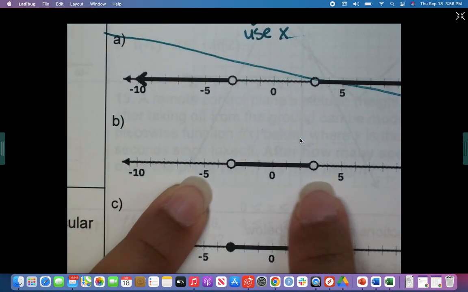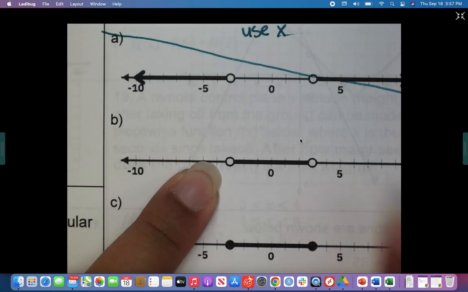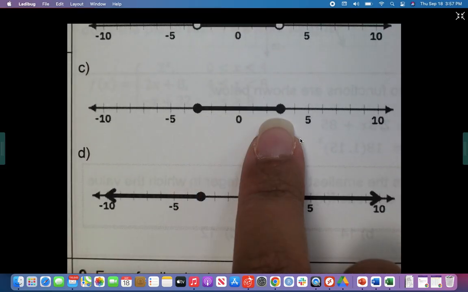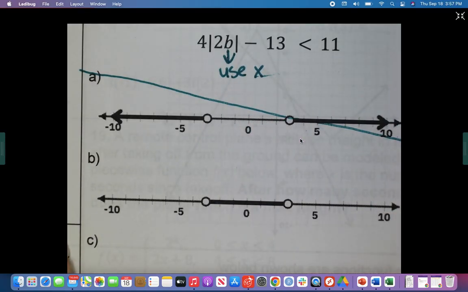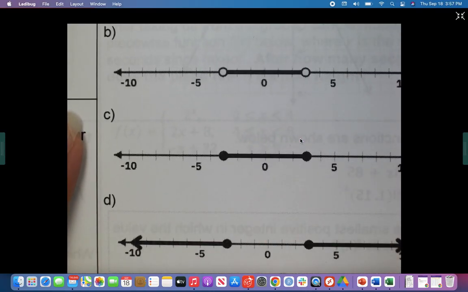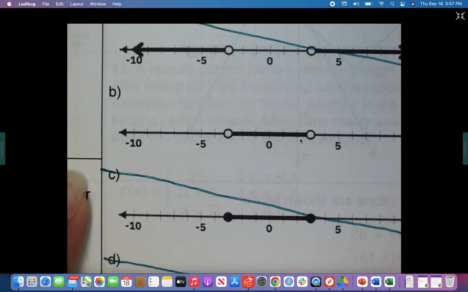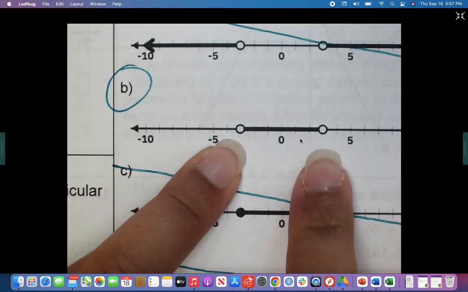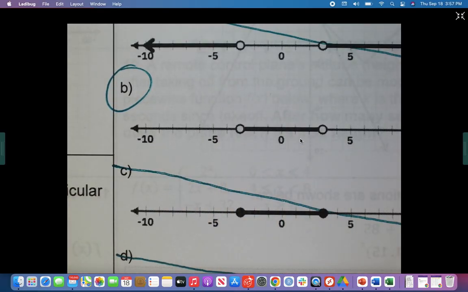B is looking pretty good. I've got open dots. It goes number to number. I just need to zoom in and make sure those are the right numbers. Down here, I've got solid dots. It's not allowed to equal, and I saw dotted lines. These are solid dots, so that would mean solid lines. I did not have solid lines. So answer has to be B, but let's just double check that these numbers are the right numbers. It should be -3 and +3. So let me zoom in right quick.